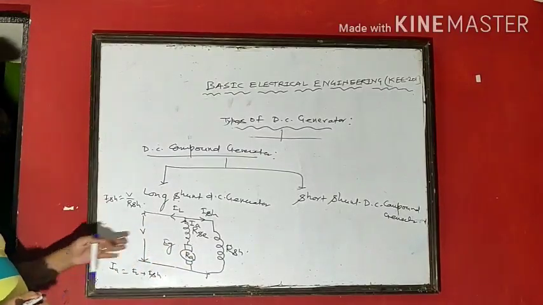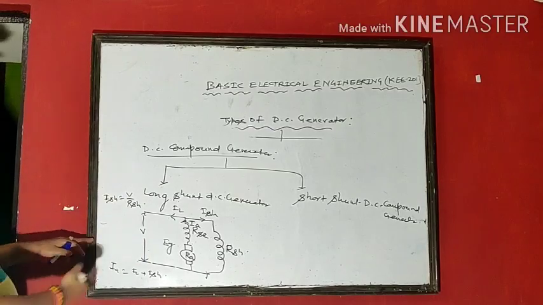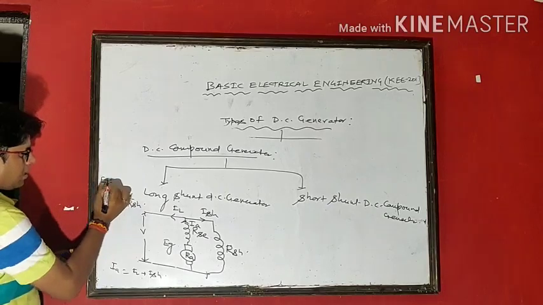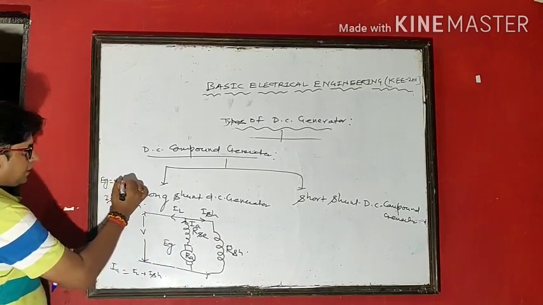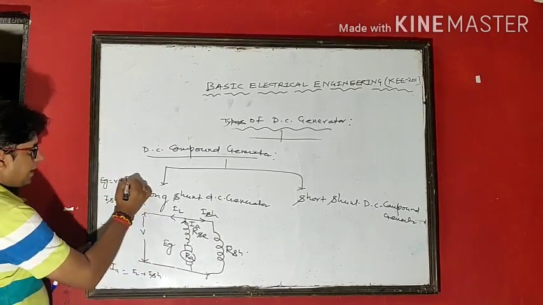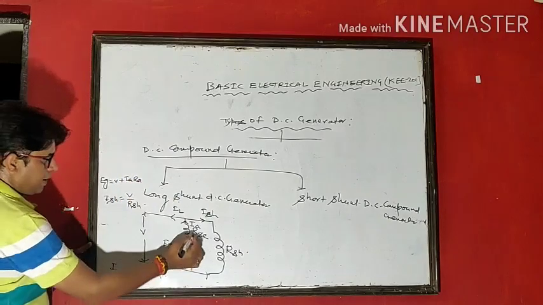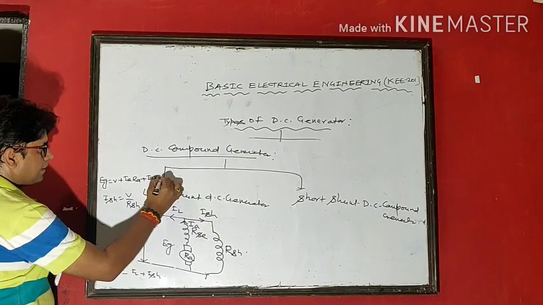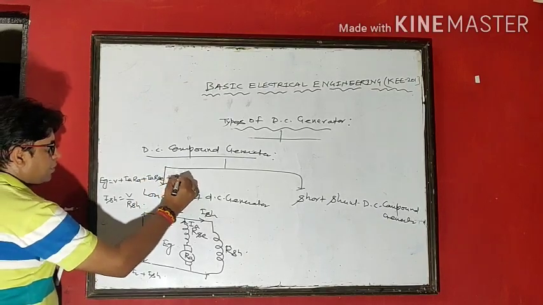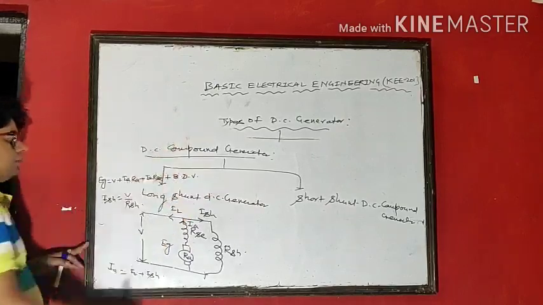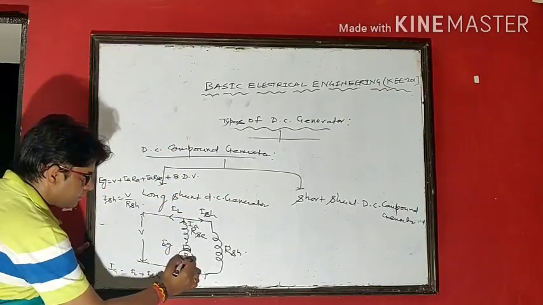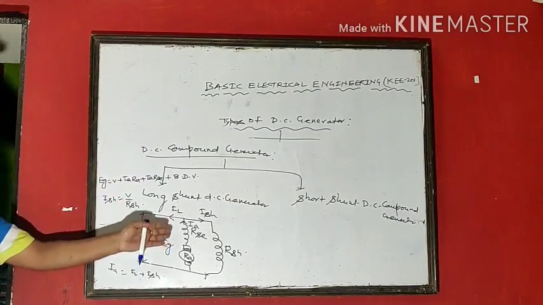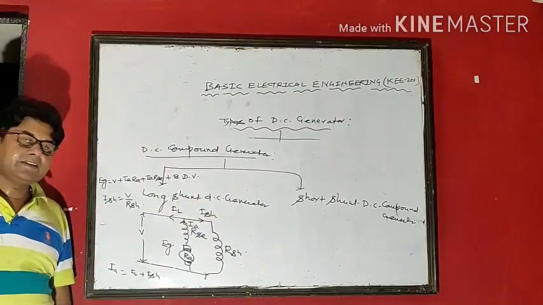And what is the EMF generated equation for long shunt? From this diagram, EG equal to voltage V plus IARA plus IARSE plus brush drop voltage. Here is the brush. Okay. So this is the EMF generated equation for the long shunt DC generator.